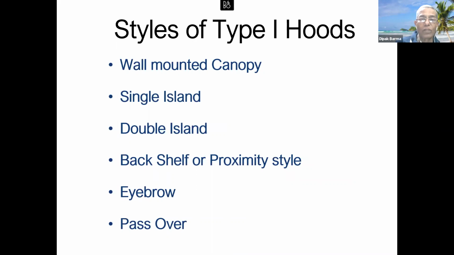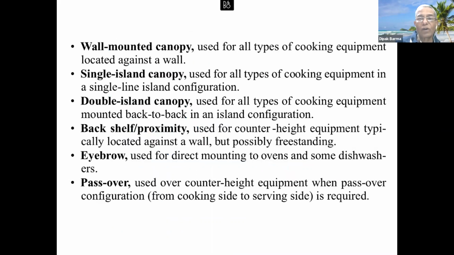Styles of types of hoods. Wall-mounted canopy is used for all types of cooking equipment. This is located against a wall. Single island canopy is like an island configuration, in the center of the room where you'll have a canopy. You don't have a wall next to it. Double island canopy is where you have two rows of cooking equipment mounted back to back, and you have a common canopy over both the rows to take care of the exhaust.